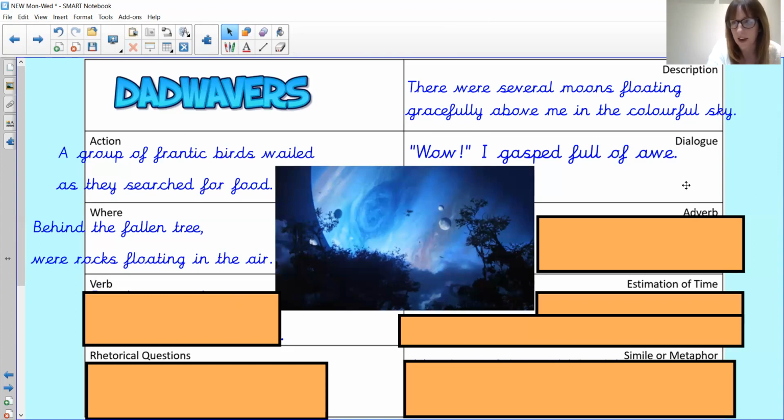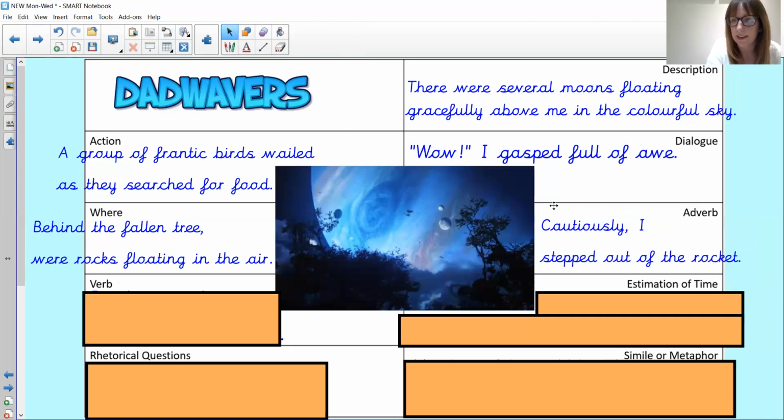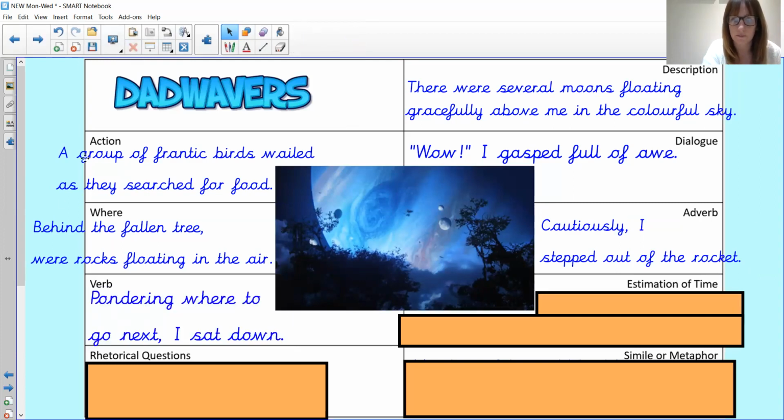Let's have a look over here. Can I start my sentence with an adverb this time? Cautiously, I stepped out of the rocket. So I'm imagining I've just arrived at this planet and I'm exiting cautiously, carefully. For my next sentence, I want to start with a verb. So something that I'm doing. Pondering where to go next, I sat down.